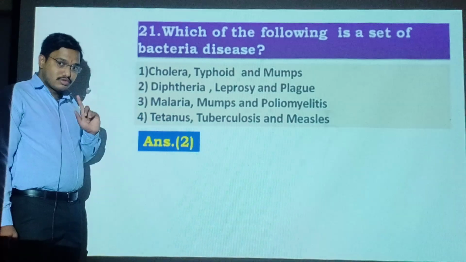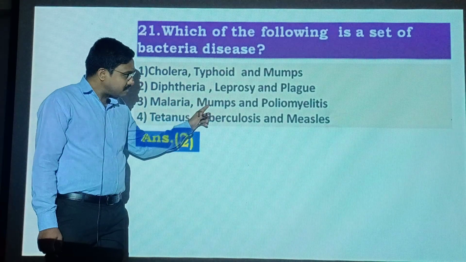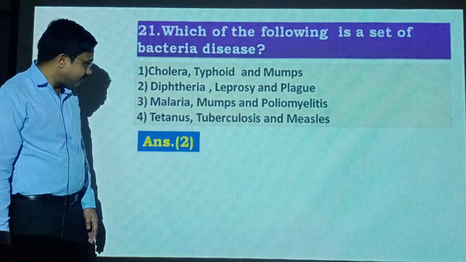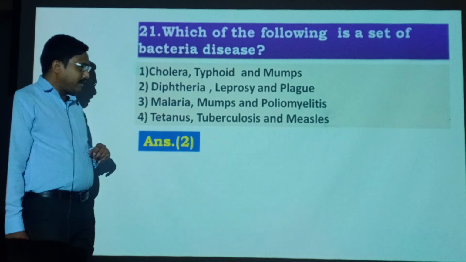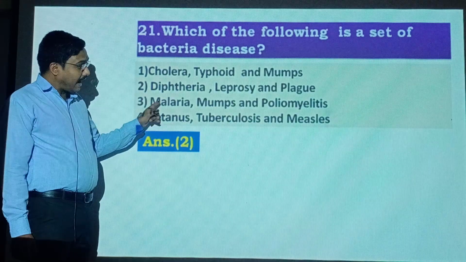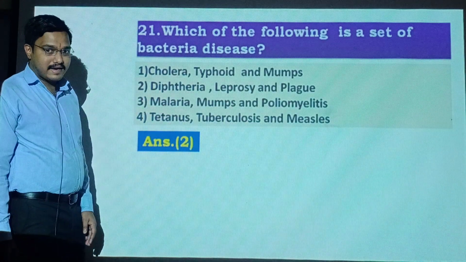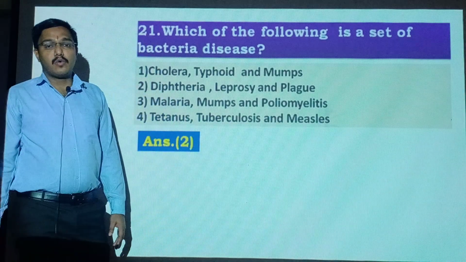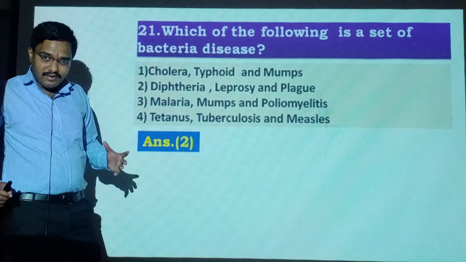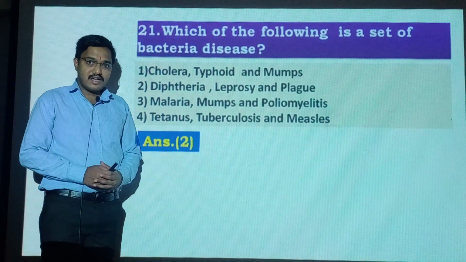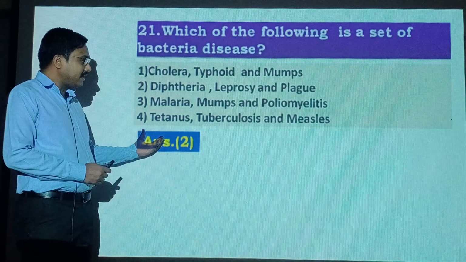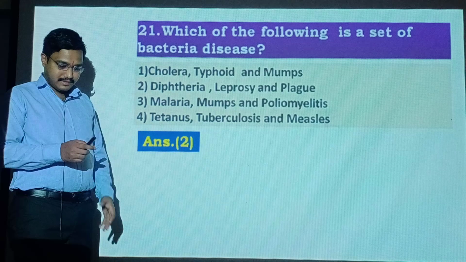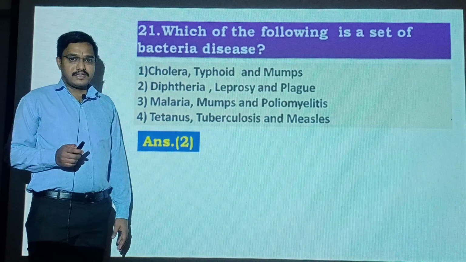Malaria is a protozoan disease. Mumps and poliomyelitis are viral diseases. Option 4, tetanus and tuberculosis are bacterial diseases, but measles is a viral disease. Therefore, the right answer here is option 2. Let's move ahead. Next question.